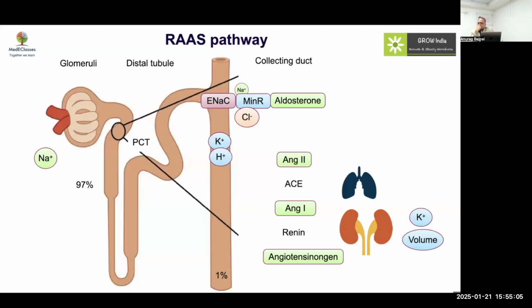One, ANG2 stimulates the production of aldosterone. ANG2 also causes vasoconstriction, so it increases the blood pressure. Yes, it has a stimulatory effect on thirst. So it is basically increasing your water, increasing your sodium, and increasing your BP. Three major effects are there from the ANG2. So BP, thirst, and adrenal.